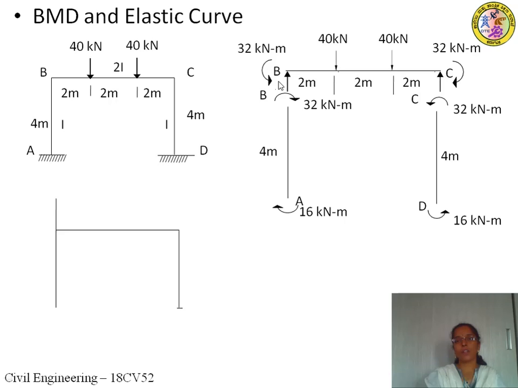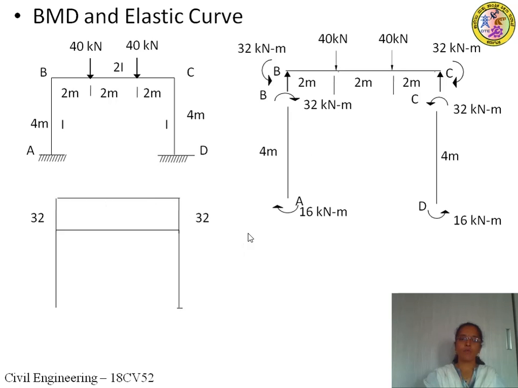This MBC of 32 kilonewton meter is acting in the anti-clockwise direction. So the thumb is moving in the upward direction. So mark it above the baseline for 32 kilonewton meter. Similarly at CB, it is in the clockwise direction, so the right thumb is moving in the upward direction. So mark it in the upward direction for 32 kilonewton meter. Let us join these two with a straight line, because both have the same magnitude of 32, so it will be a straight line.